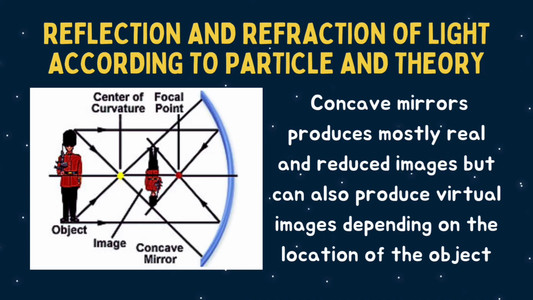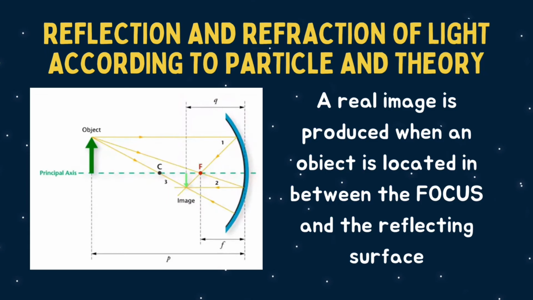Concave mirrors produce mostly real and reduced images but can also produce virtual images depending on the location of the object. So, a real image is produced when the object is located a distance greater than one focal length from the mirror. A virtual image is formed if the object is located less than one focal length from the concave mirror. A real image is produced when an object is located in between the focus and reflecting surface.